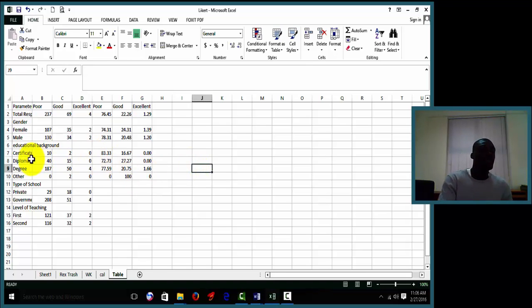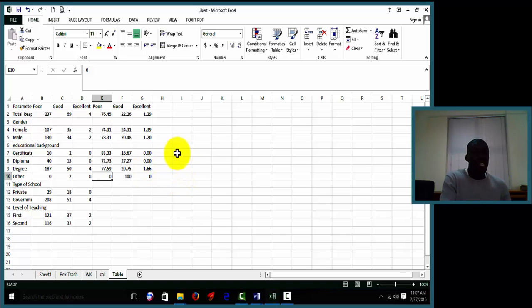Good. So if we do what we think is right, we are supposed to communicate this thing. By the classification by certificate, we have 83% of those who presented with certificates were what? Poor. Are you okay with that? We have 72% of those who presented with diploma, poor. We have 77% of those who presented with degree presenting with what? Poor. Okay? For those with certificates, we cannot actually classify. They were zero. And then it goes on to this side.